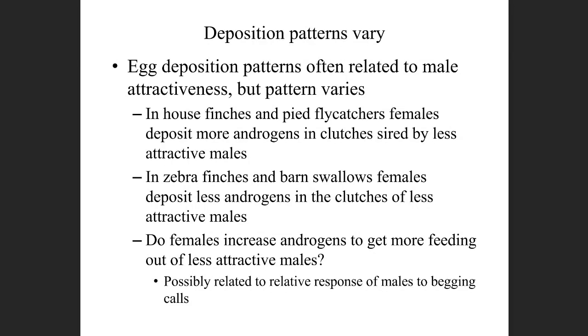So egg deposition patterns are often related to male attractiveness, but in opposite directions. In house finches, that's what we just described, and then in pied flycatchers, females deposit more androgens in clutches sired by less attractive males. However, in zebra finches and barn swallows, the females deposit less androgens in the clutches of less attractive males. So this is kind of interesting and weird.